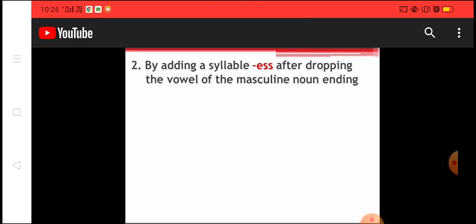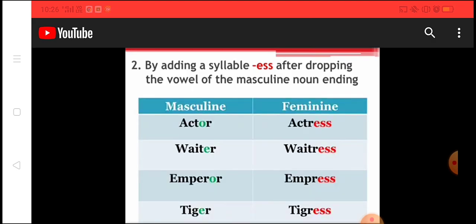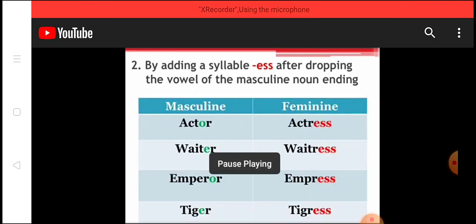Now the next rule: by adding a syllable "ess" after dropping the vowel of the masculine noun ending. So the vowel should be taken off. Look here, students, the first example is "actor". What is the vowel letter used at the end? The last letters are "or". Actually, "or" is not a vowel sound, it is a consonant sound. So the vowel sound used before the last is "o" in "actor", right? That "o" is taken off, and instead of that "o", "ess" is included. That is what the rule gives us.